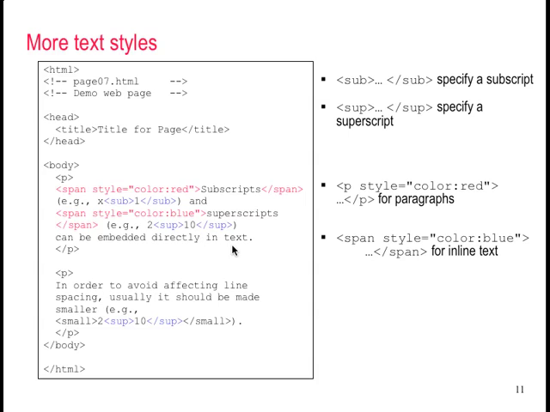So we can embed directly into the text itself this style that we're going to apply to the text tag when the tag is being used, which is the concept of what CSS is all about. We'll see a lot more of these examples. This is kind of too early, I think, in order of the slide set, but I figure I'd give you smaller steps and then we'll see it applied to a CSS sheet. So in order to avoid affecting line spacing, usually it should be made smaller, so we have small 2. Let's take a look. So we have 2 sub 10.